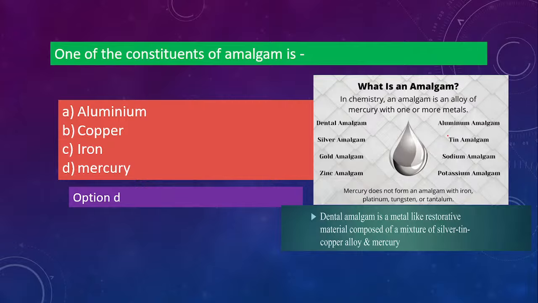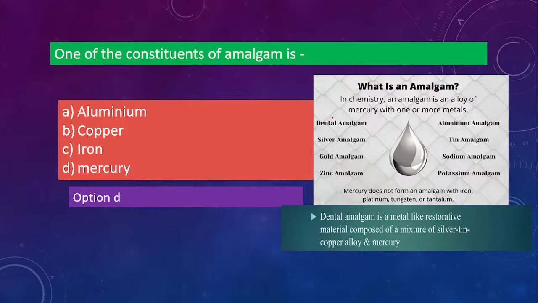It can be silver भी हो सकता है, gold amalgam भी हो सकता है, zinc amalgam. Amalgam मतलब mercury is okay. Along with that, you have silver, gold, zinc, aluminium, tin, sodium, potassium. But the main constituent is mercury. And remember, mercury does not form an amalgam with iron, platinum, tungsten or tantalum. इन चारों के साथ mercury combine नहीं होगा. Rest all can combine with mercury.